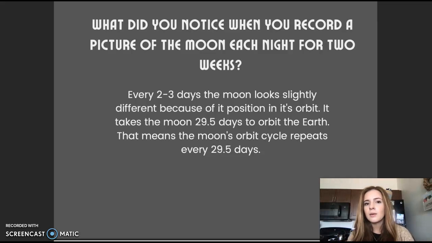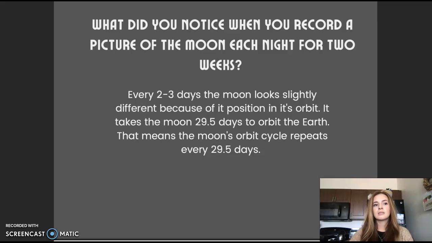I want you guys to think about this question. What did you notice when you recorded a picture of the moon each night for 2 weeks? If you're looking at your chart right now, you'll notice that about every 2 to 3 days, the moon looks slightly different. It's because its position in the orbit is different. It takes the moon 29.5 days to orbit the Earth. That means the moon's orbit cycle repeats every 29.5 days.